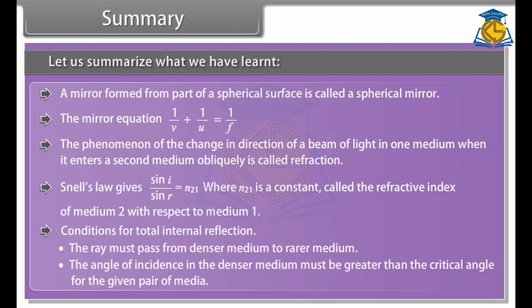where N21 is a constant called the refractive index of medium 2 with respect to medium 1. Conditions for total internal reflection. The ray must pass from a denser medium to a rarer medium. The angle of incidence in the denser medium must be greater than the critical angle for a given pair of media.